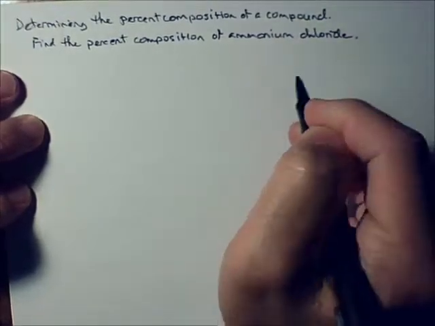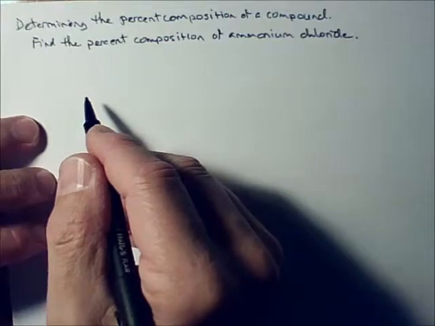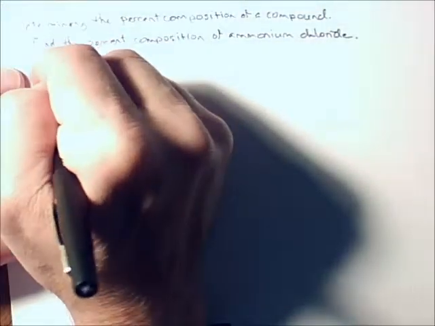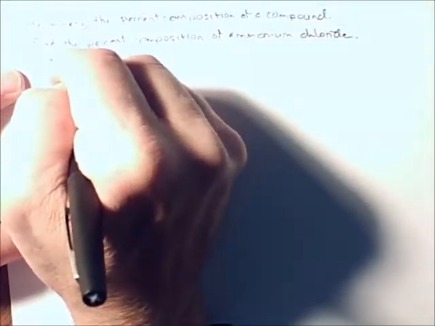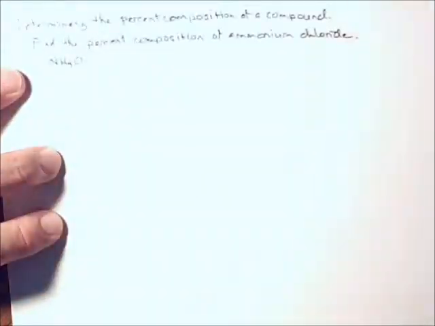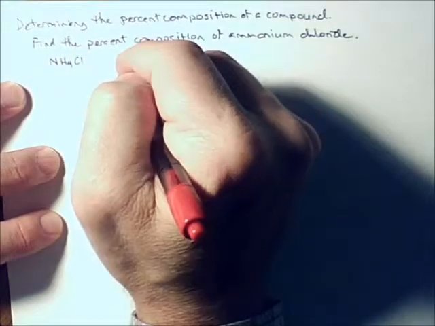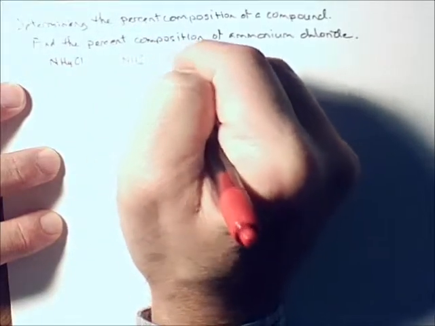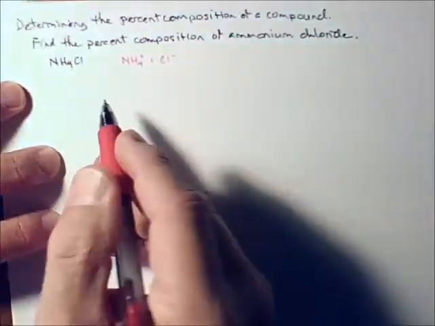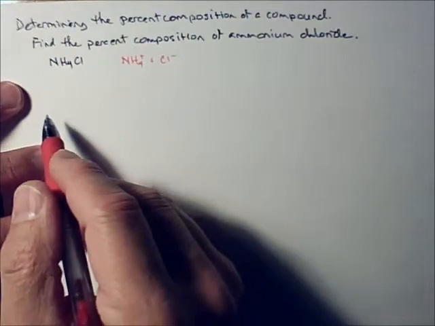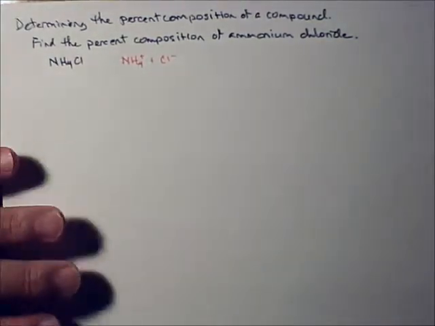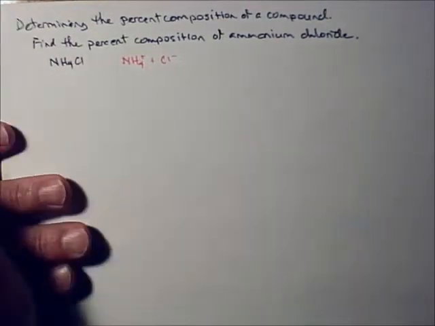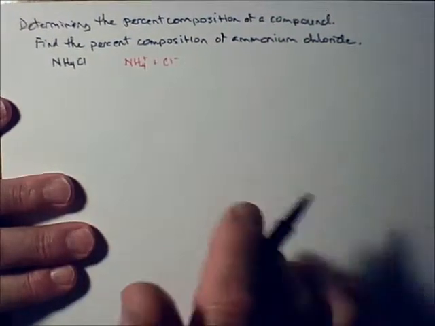This is our example problem. So ammonium chloride has an ammonium ion and a chloride ion. We need to make sure we have a balanced formula. Ammonium has a 1 plus charge and chlorine has a 1 negative charge, so that's going to balance it out 1 and 1, correct? Okay. So the first place we're going to start for percent composition is calculating the molar mass. Well, you've already done that, haven't you?